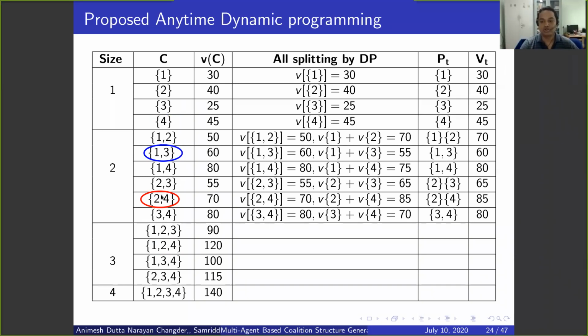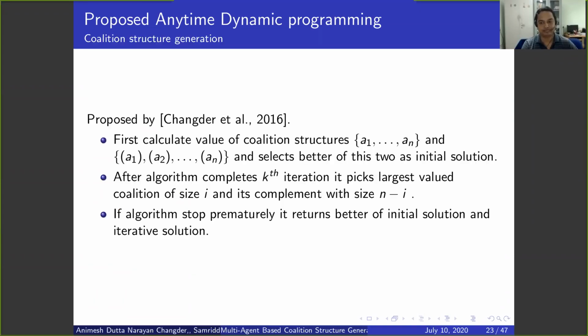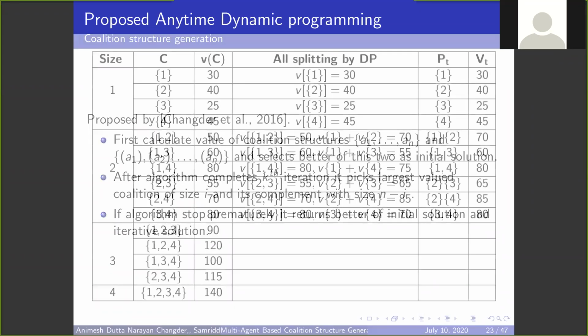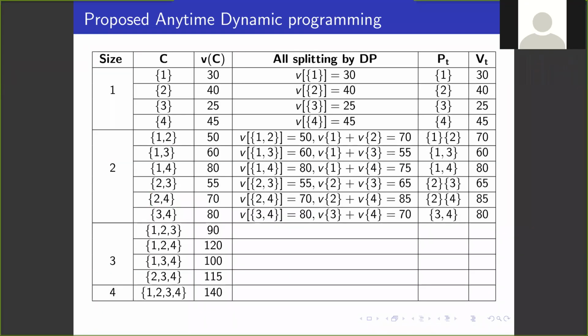So you take, for example, 1, 2. The best for 1, 2 is 70 and its complement is 3, 4. The best is 80. So you add 70 and 80. Should I repeat? Okay sir, got it. I'm repeating once again.